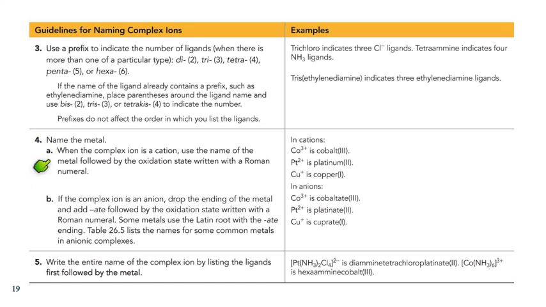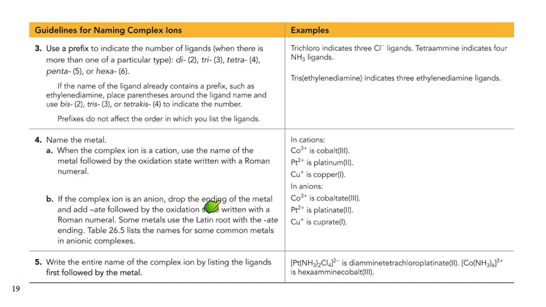So if the complex ion is a cation, we just use the name of the metal, followed by the oxidation state written with a Roman numeral. So just like writing ionic compound formulas, right? Co3+, cobalt(III). Pt2+, platinum(II). We can have complex ions that are anions. And so the names for these need to be different than the names for the cations.